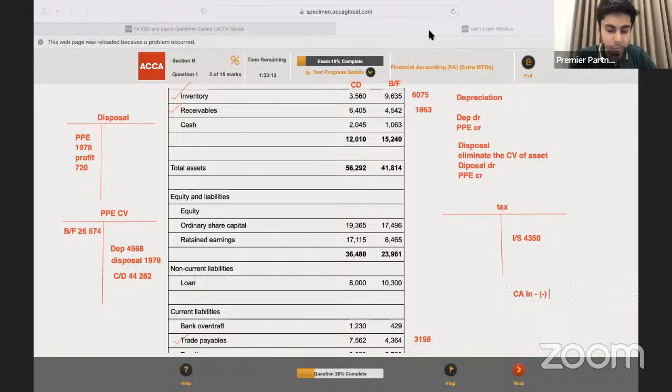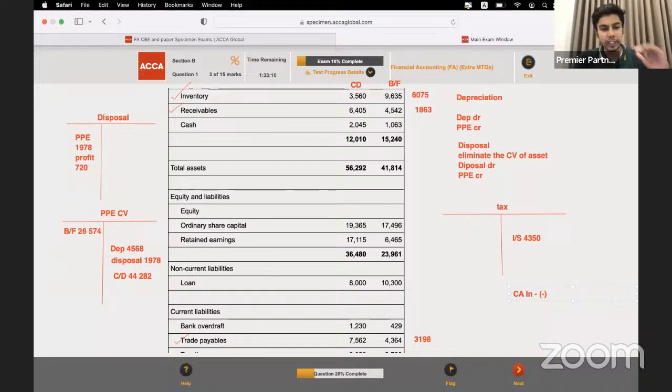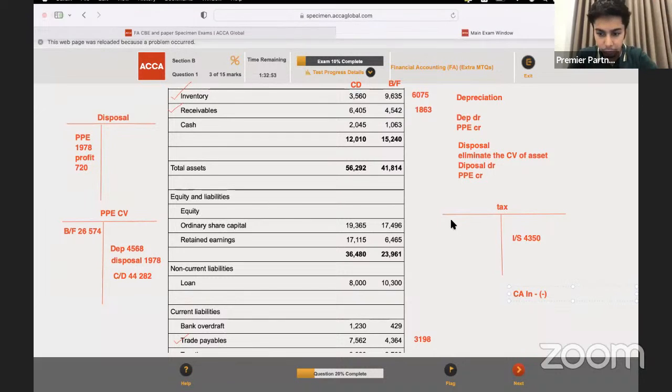Money goes out. The reason is this. If inventory level is increasing, that means we are buying inventory. So when you buy, money goes out. If trade receivables are increasing, it means that they have borrowed money from us. So for us, money goes out. So just remember, when current assets are increasing, money is going out.